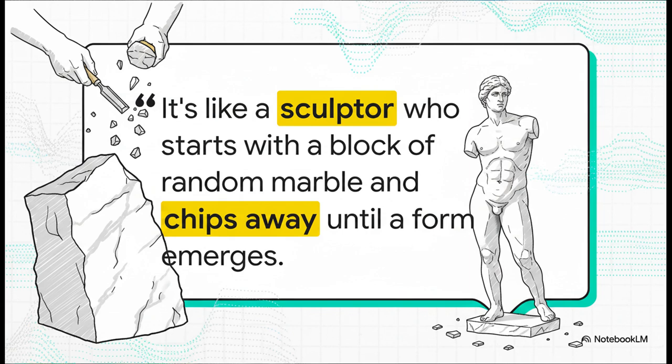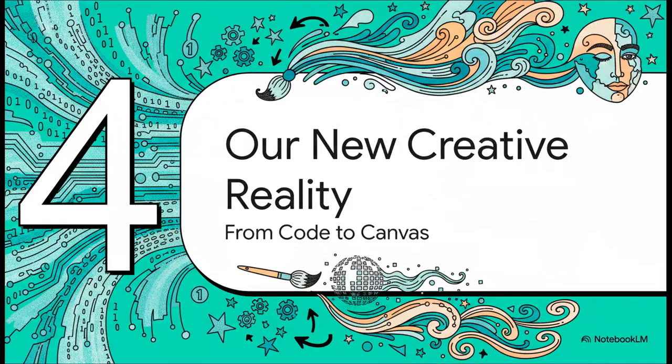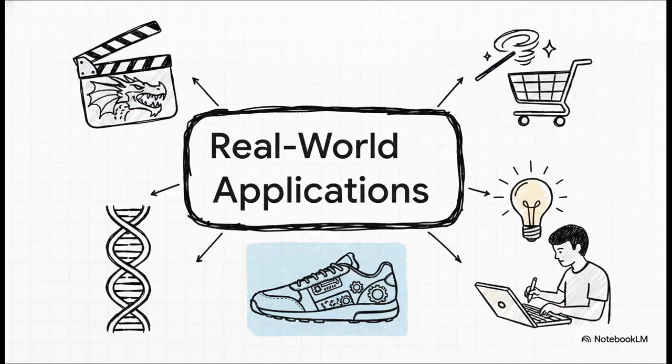The AI is doing the exact same thing, but its block of marble is digital noise, and its chisel is your text prompt. So we've got the how, but what about the so what? What does this all mean for us? That brings us to our new creative reality, and how lines of code are fundamentally changing the creative canvas. And look, this isn't some far-off futuristic technology. It's already here, and it's already changing things.